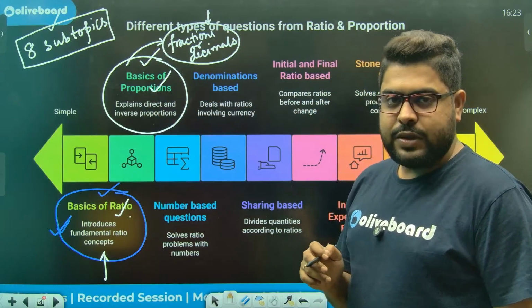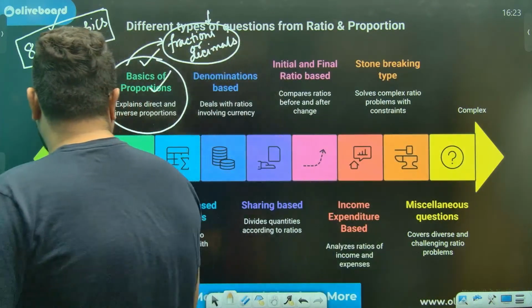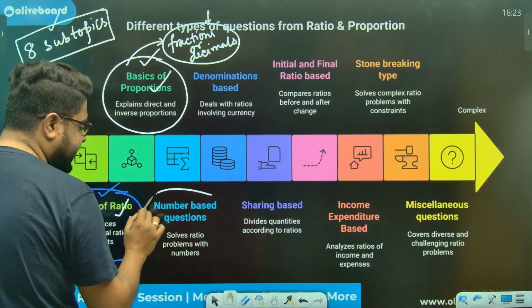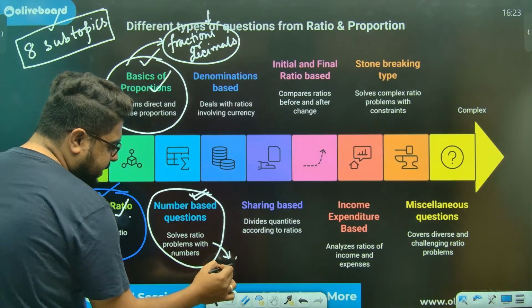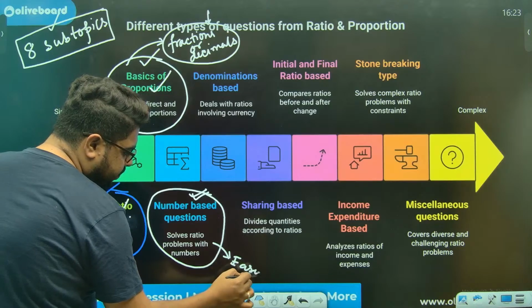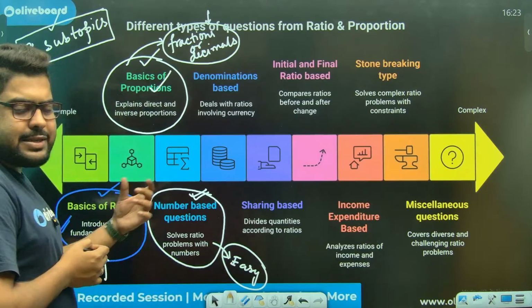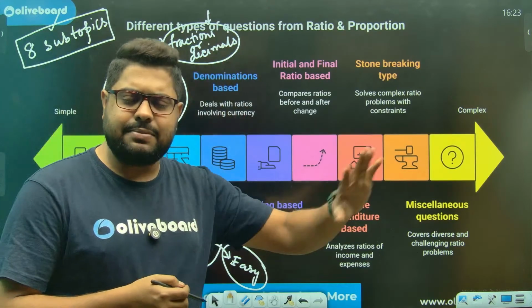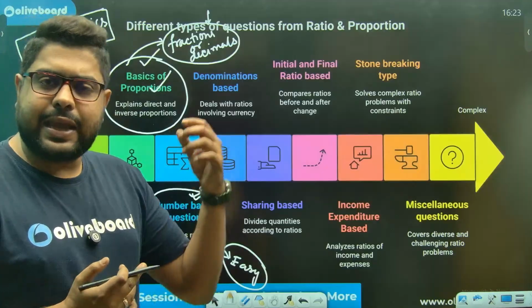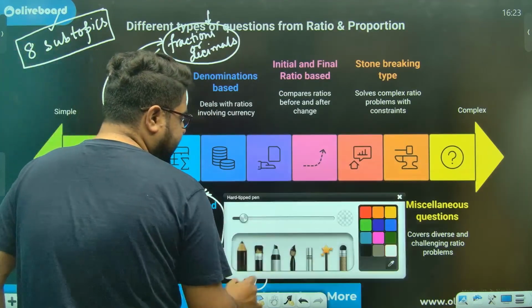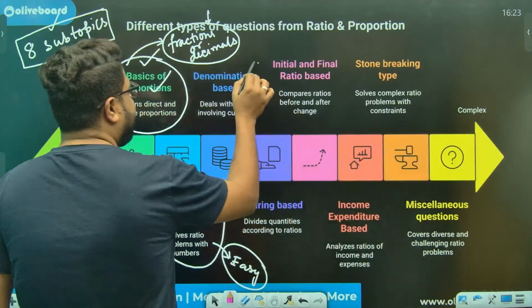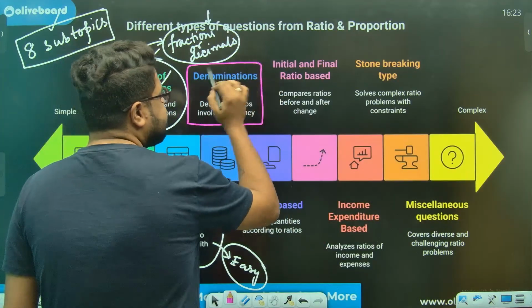Now, other types, sir, the number based questions. So again, these are considered to be very easy questions. Ratio between two numbers, or this, that, there are multiple types of questions they can give you here. Now, another very popular type will be denomination based.